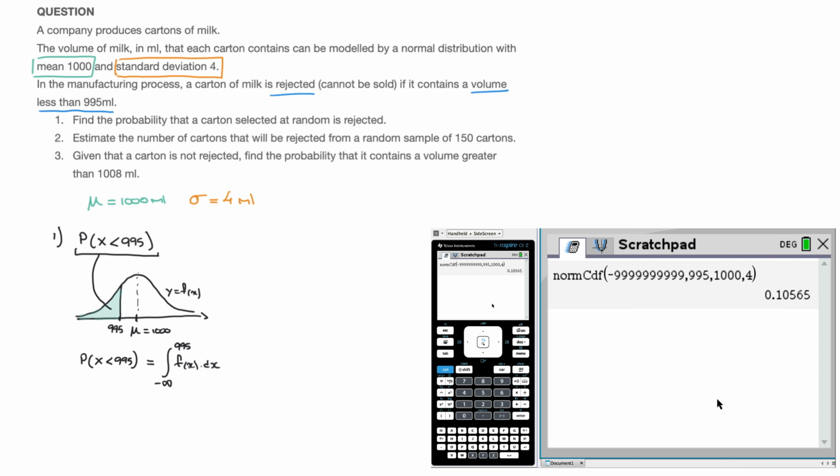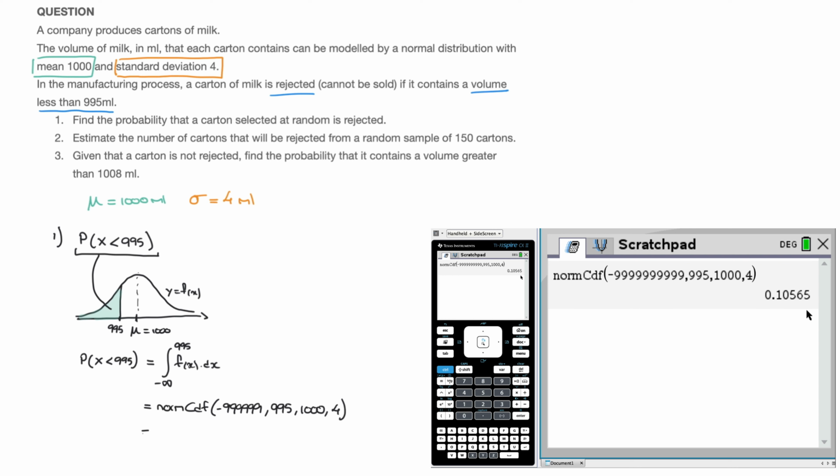The probability that x is less than 995 is 0.10565. And on an exam paper, don't hesitate to write exactly what you see on the screen here. In other words, don't hesitate to write that this equals norm CDF with input values negative 9999999, that's the lower bound, upper bound 995, mean value 1000, and standard deviation 4. Writing this shows the examiner very clearly what you did whilst doing this question.